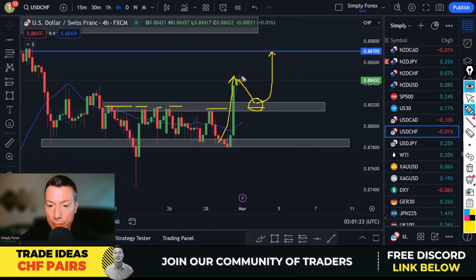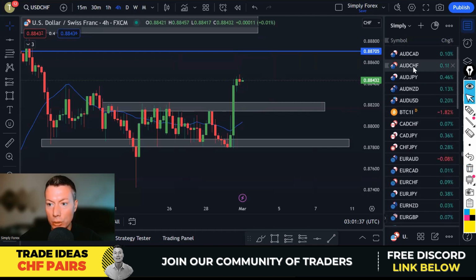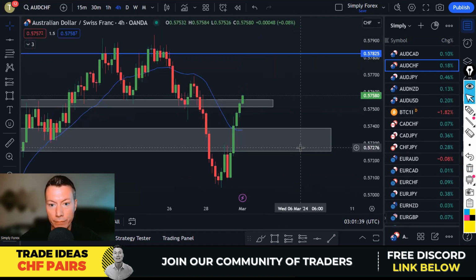If we don't get the retrace and price just does that, fine. We didn't have a trade. There wasn't even a trade to miss. We didn't have one. It didn't retrace. I need that retrace. And then let's just look at one more, Aussie dollar Swiss franc.